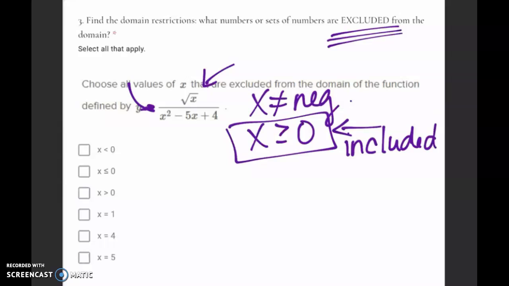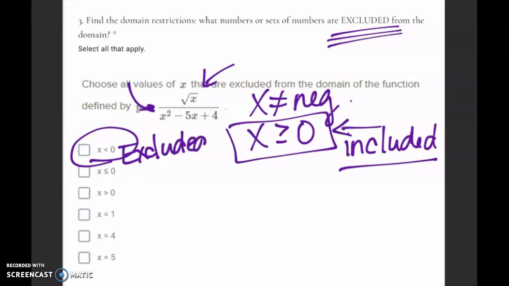So if all the numbers greater than 0 are included, the ones that are less than 0 are the ones that are excluded. So see how they're trying to trick you here? You have to read it carefully. Okay, now let's set that denominator to make sure it's not equal to 0.